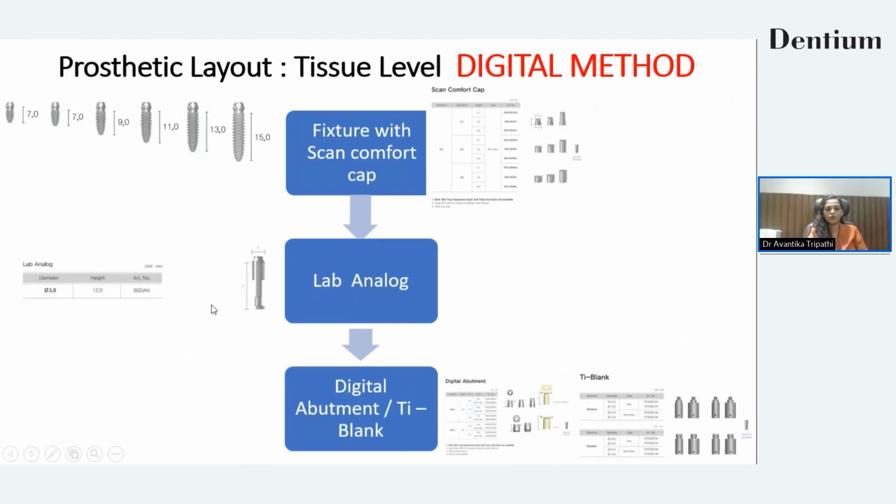If I'm going with the digital method, I'm going to place the fixture with comfort cap, lab analog, and scanning is done with the digital abutment. Or I can use a TI blank after scanning the digital abutment. Either I can make the prosthesis on the digital abutment or I can use TI blank to customize my prosthesis if I want a customized abutment.